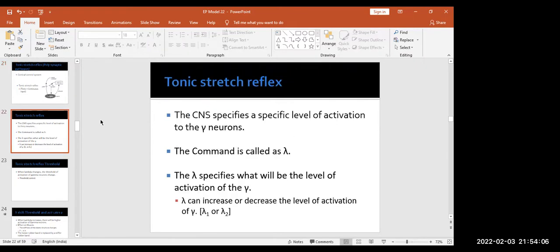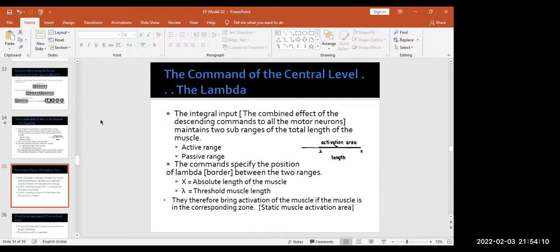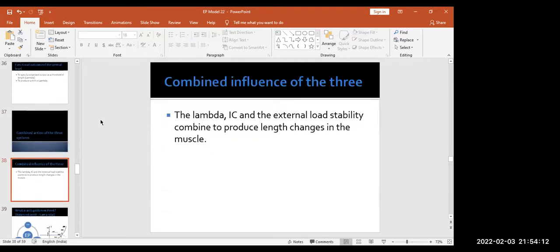So now let us look into the combined influence of these ones, right? So I'll introduce certain terms. The first term is going to be lambda. You know what's a lambda? It's the central command which is given by the brain.